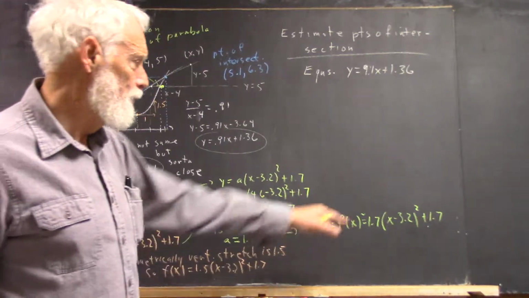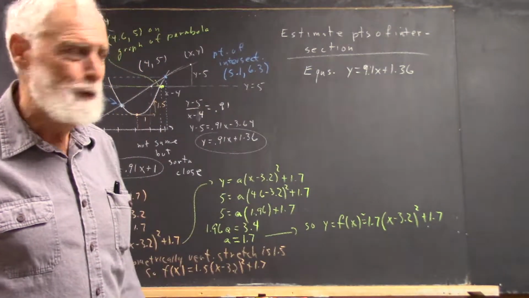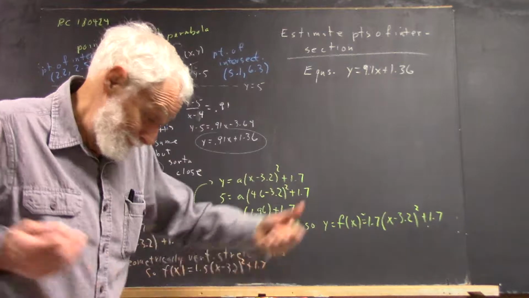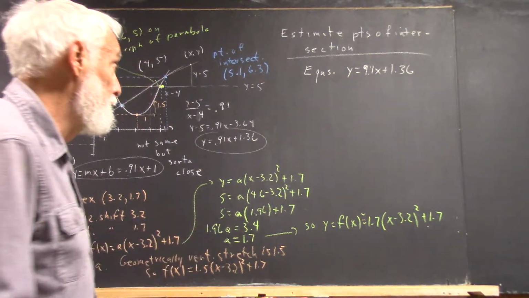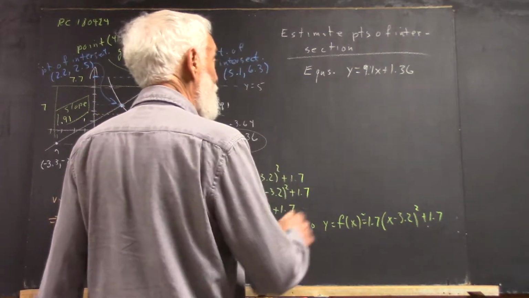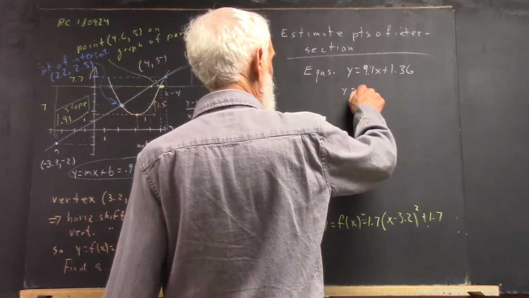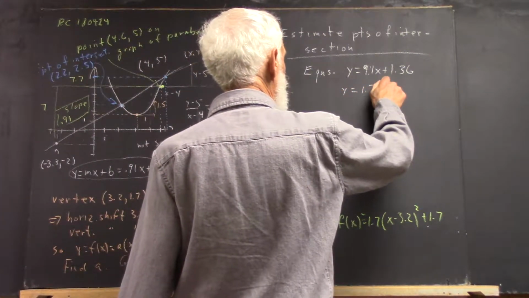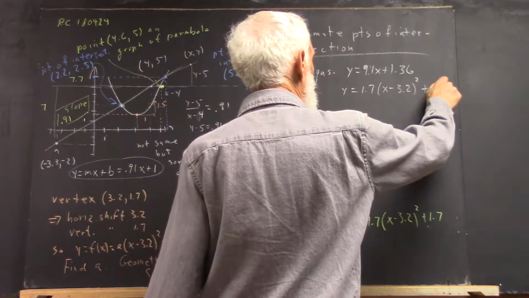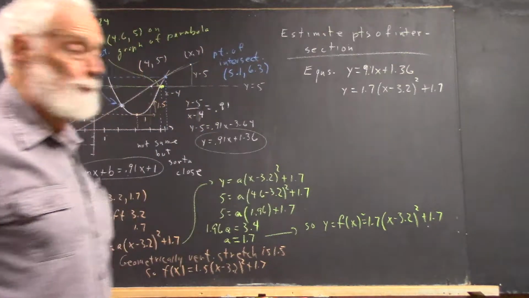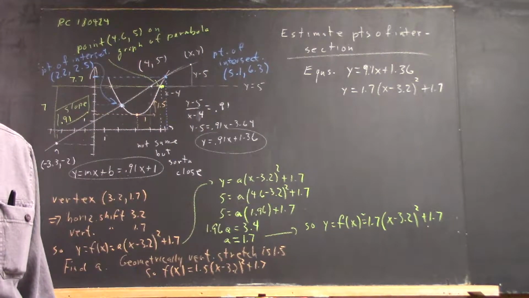Candace, you should have voted for that. I wasn't paying attention. I was talking. Well, I'm sorry, you're doing great in the course, but you weren't paying attention then, sorry. So, you know, you just have to suffer a little. Okay, so y equals 1.7 times x minus 3.2 squared plus 1.7. Right? I would have voted with the green.